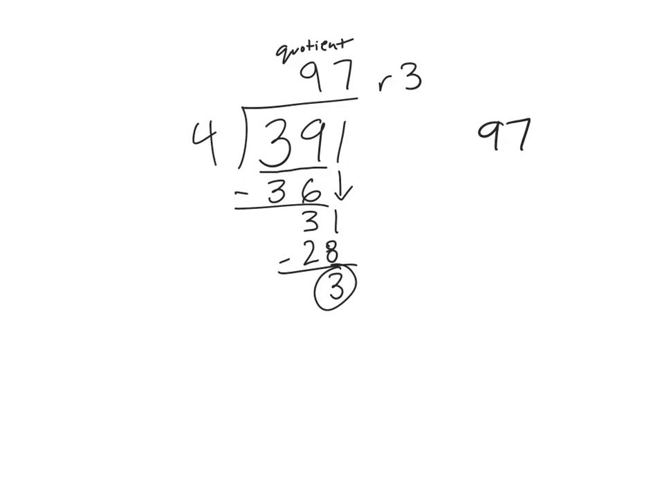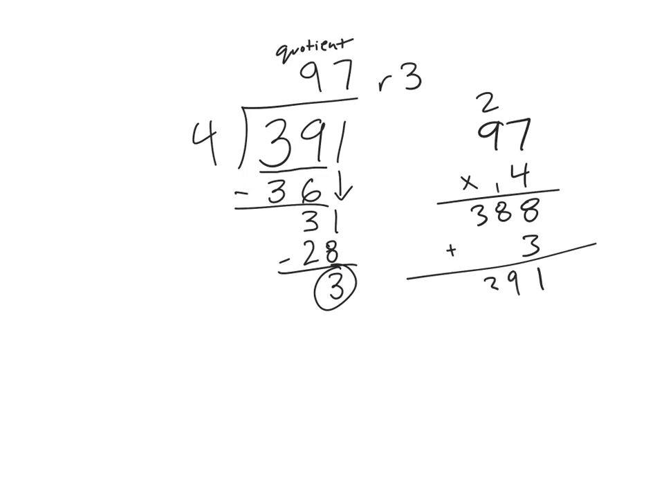And to check my work with multiplication, I'm simply going to multiply my quotient by my divisor. 97 times 4. That gives me 388. And then I'm going to add in my remainder. And since these two right here match, I know that I got the right answer.